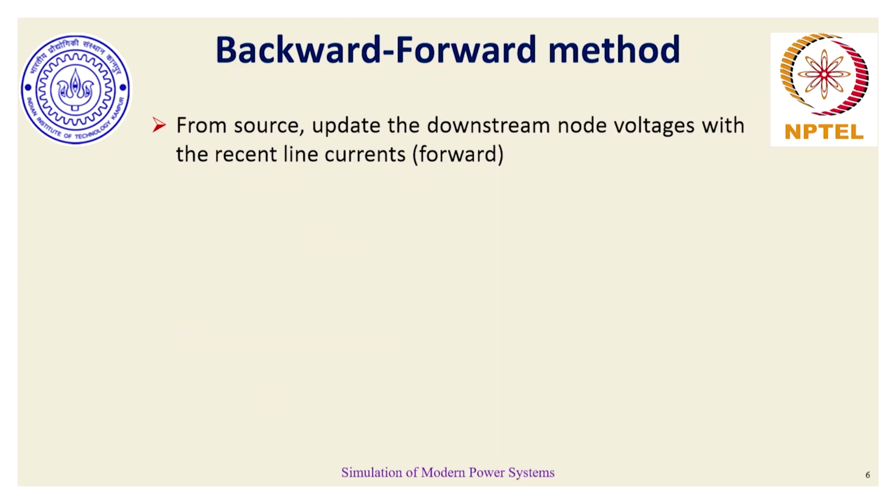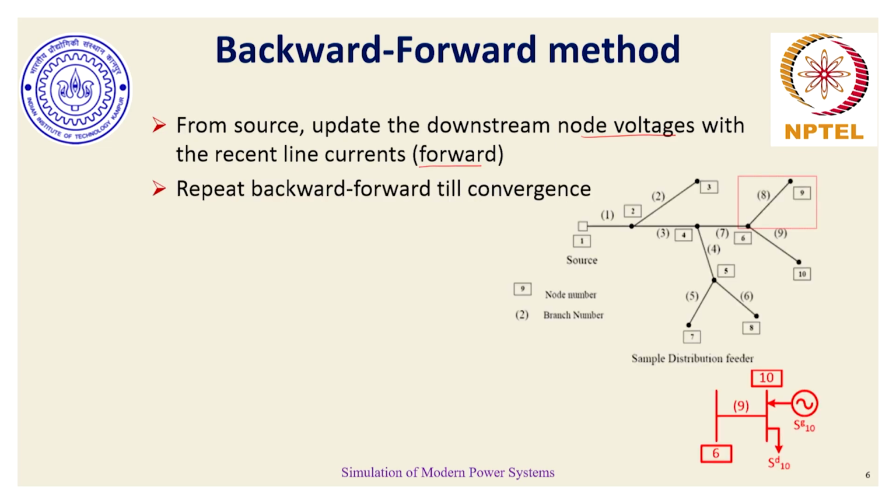So from the source end, we update the node end voltages, as I mentioned, with the resistant currents in the forward method, and this goes on till convergence is reached. The convergence could be in terms of the change in the voltage phasors or the maximum absolute error that exists in the bus injections. We will come to the convergence part when we discuss the corresponding example.